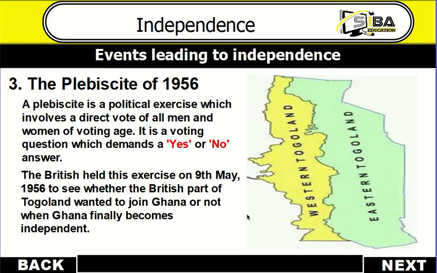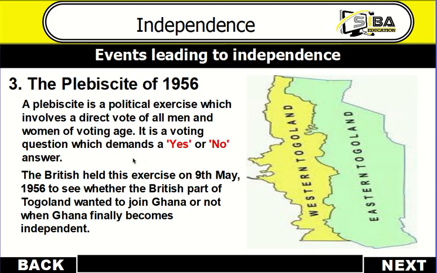Welcome once again. We are still on the events leading to independence. We've already looked at the internal self-government and the political parties formed. We are going to continue with the plebiscite of 1956.